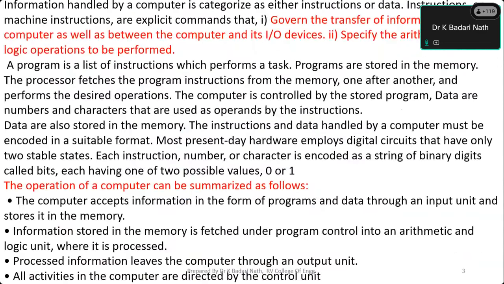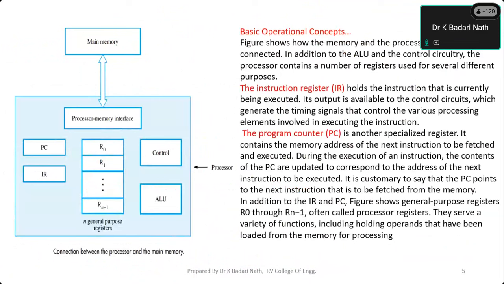Any system basically comprises of this. This is what is present inside the processor, and the processor is connected to the memory. All our data and the program will always be stored in the main memory. As and when required, you bring the program into the processor, execute the program, and store the result back to the memory. This is the process involved.